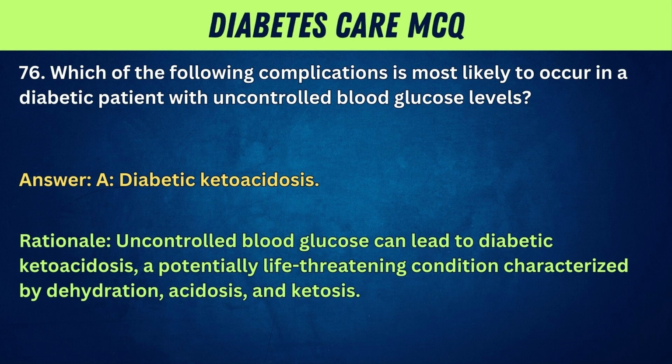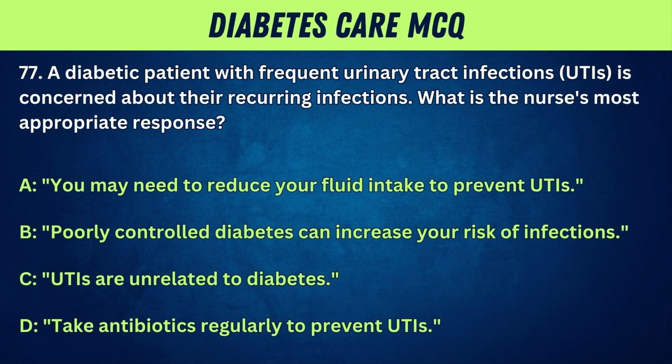acidosis, and ketosis. 77. A diabetic patient with frequent urinary tract infections, UTIs, is concerned about their recurring infections. What is the nurse's most appropriate response? A. You may need to reduce your fluid intake to prevent UTIs. B. Poorly controlled diabetes can increase your risk of infections. C. UTIs are unrelated to diabetes. D. Take antibiotics regularly to prevent UTIs.